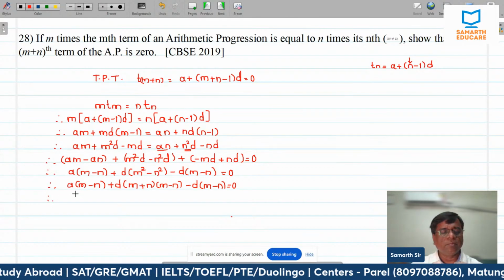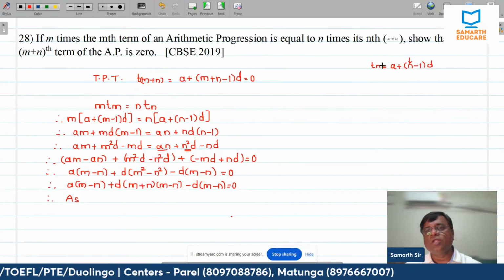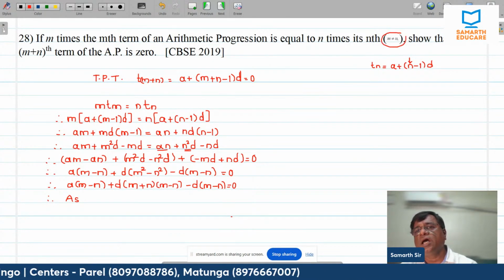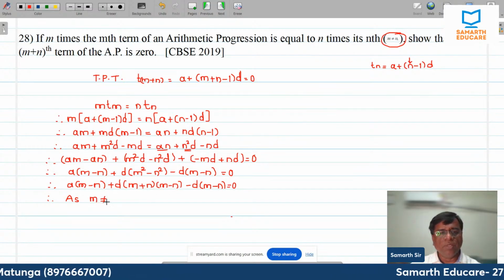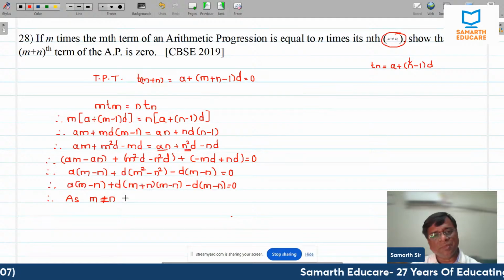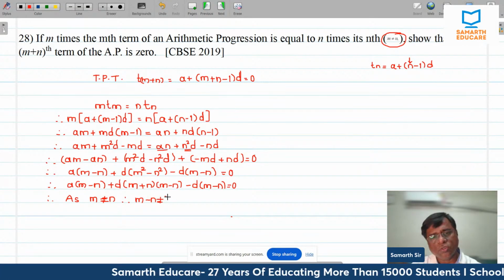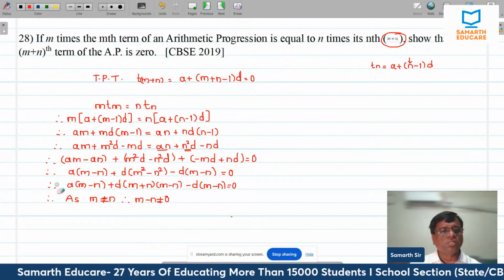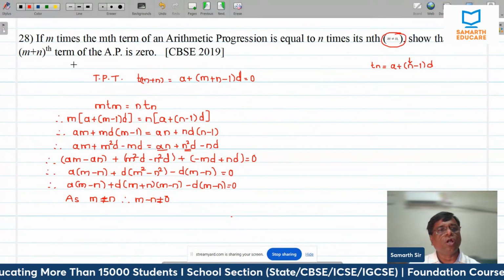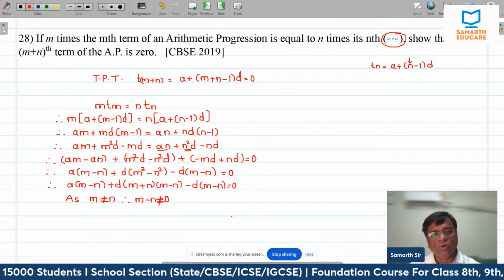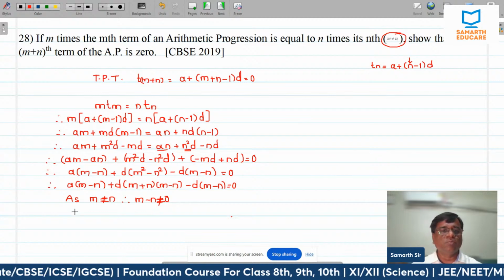Let us divide. See, very important thing: sometimes it seems why has this been given to us. What is written here? m is not equal to n. The meaning of this is that the value of m minus n is not equal to 0. Remember, as m is not equal to n, m minus n is not equal to 0. And because it is not equal to 0, we are allowed to divide the whole equation by m minus n.